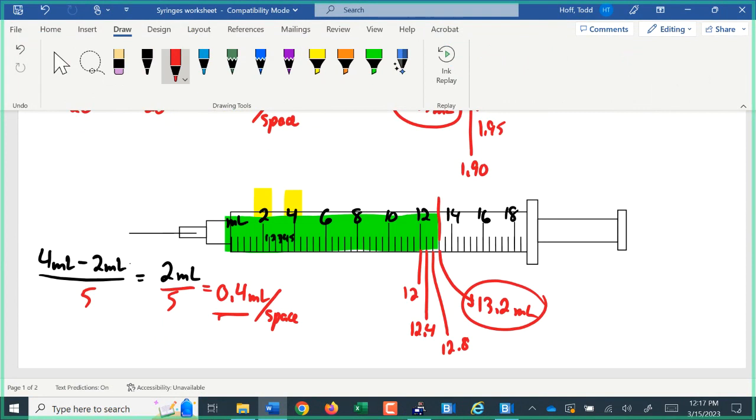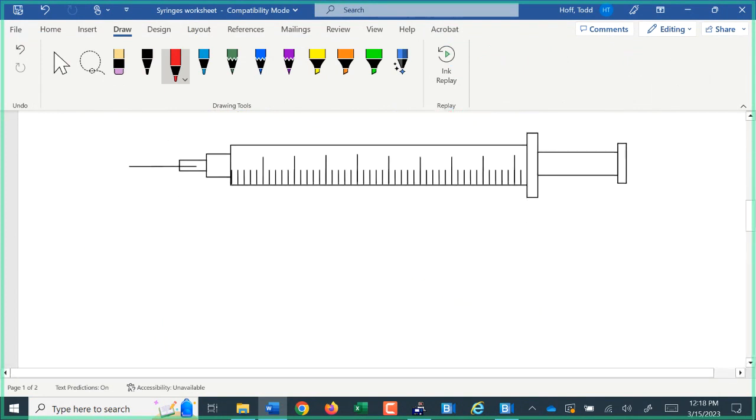So it's very important when working with a syringe, any scale of measurement, by the way, that you first take the time to figure out what each marking, what each space represents, so that you can accurately read the full output. Now let's talk about comparing syringes for a second.